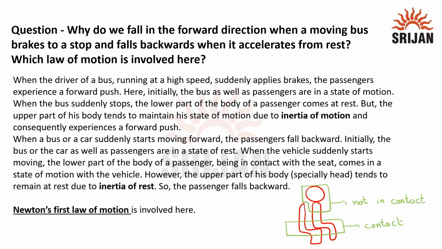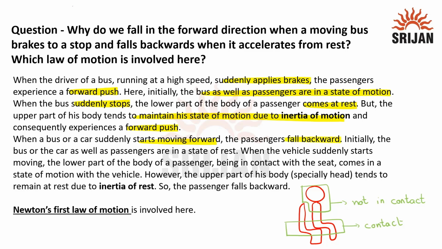So now let us move on to the solution. When the driver of the bus running at a high speed suddenly applies brakes, the passengers experience a forward push. Here initially the bus as well as the passengers are in a state of motion. But when the bus suddenly stops, the lower part of the body of a passenger comes to rest, but the upper part of his body tends to maintain his state of motion due to inertia of motion and consequently experiences a forward push. In the second part, when the bus suddenly starts moving forward, the passengers fall backward.